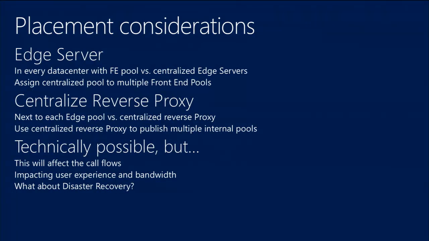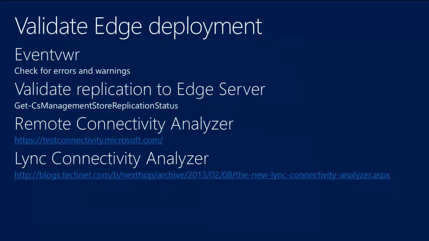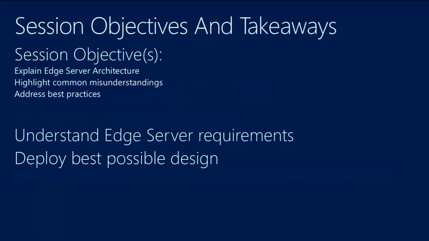You could centralize your reverse proxies, right? That came up earlier. What if I put the reverse proxies in data center C, right, and then had it do everything? Technically possible, but not a good idea, right? You should have reverse proxies in each of the data centers and use something like GeoDNS. That'll help you survive in a disaster scenario as well. And last but not least is to validate. Use Edge Event Viewer, validate replication. We've got a couple of links here for connectivity analyzers that can help you.